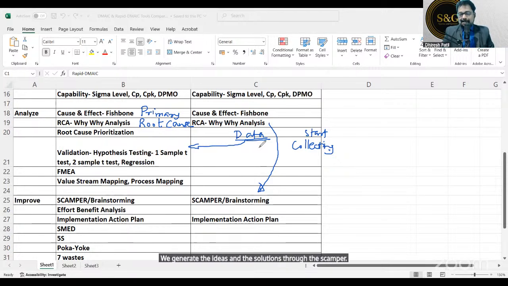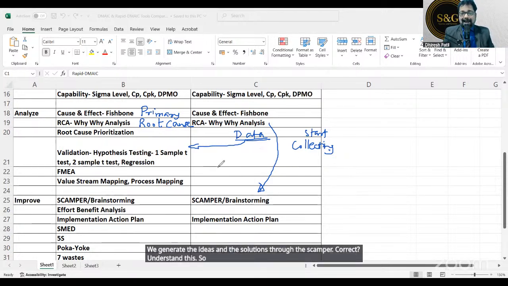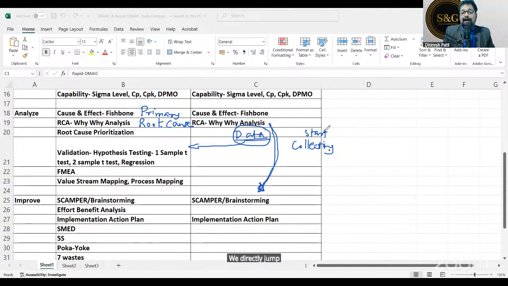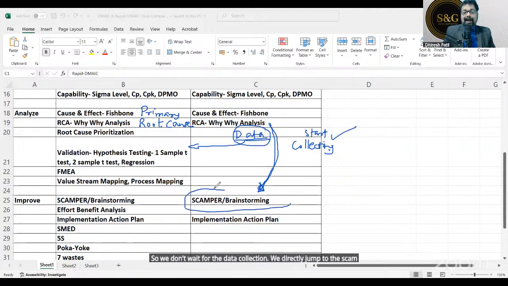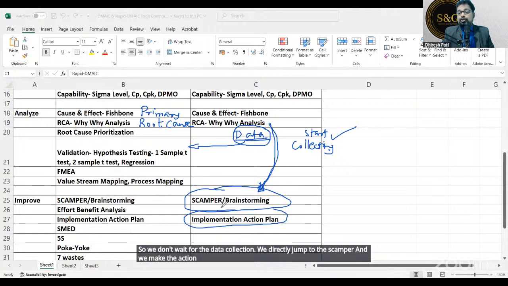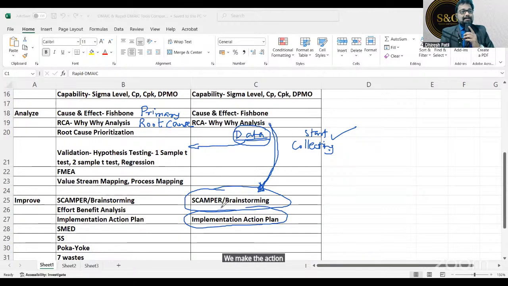Correct? Understand this. In the rapid DMAIC, if we don't have the data to validate the root causes, we directly jump to SCAMPER and we start collecting the data about it. So we don't wait for the data collection. We directly jump to SCAMPER and we make the action plan to implement those ideas.